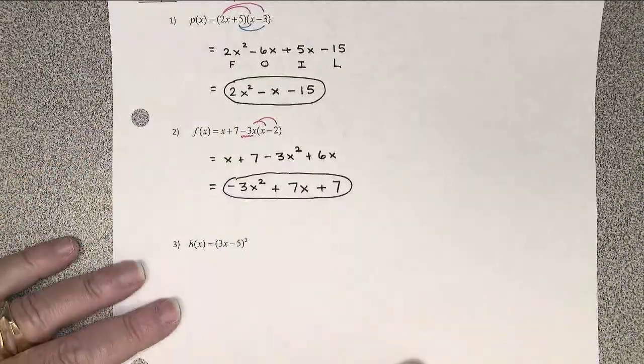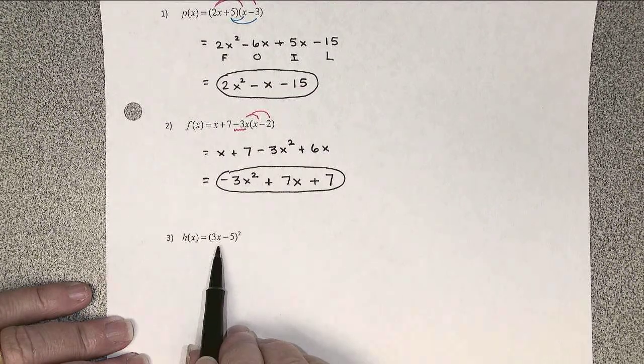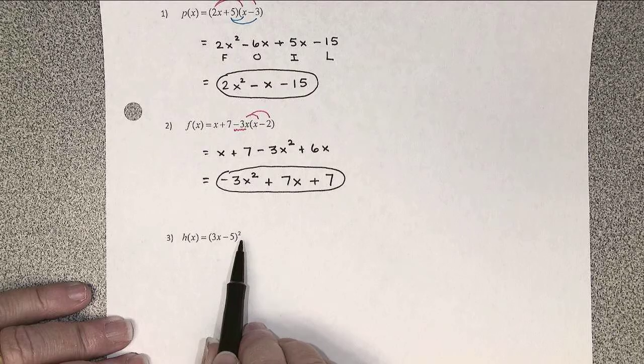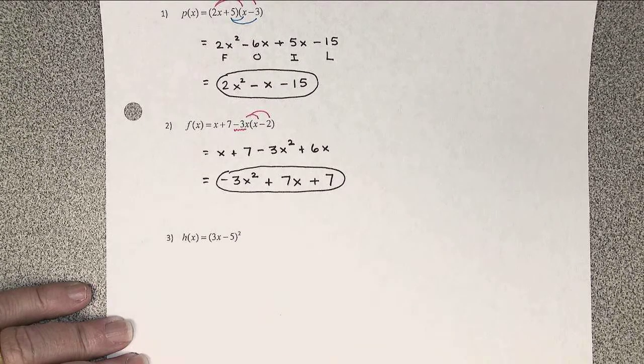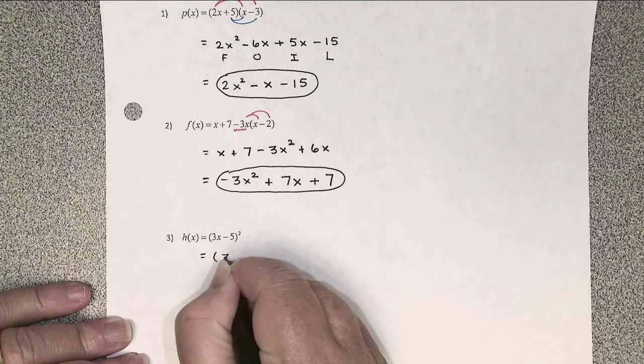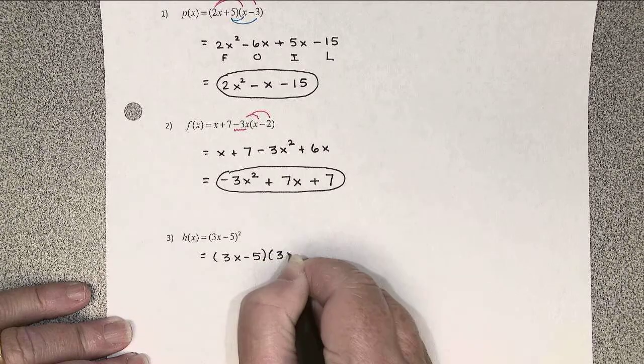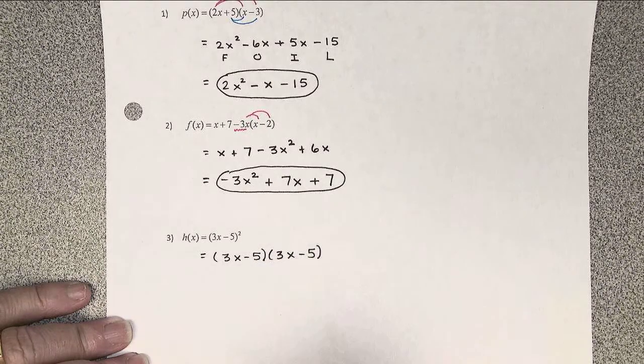All right, one more. And this one I want you to be especially careful with because there are very common mistakes that occur with this problem. The problem is to take 3x minus 5 and square it. When you square something, it really means to multiply it by itself. So in this case, that would mean taking 3x minus 5 and multiplying by itself, another 3x minus 5.